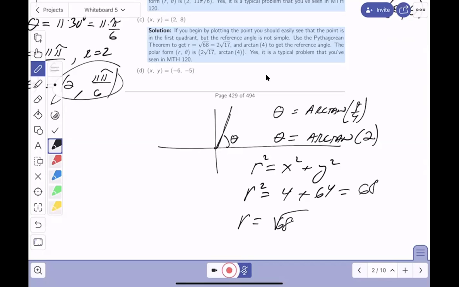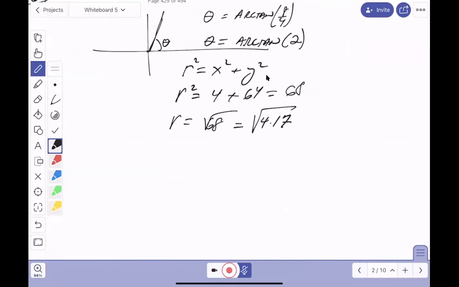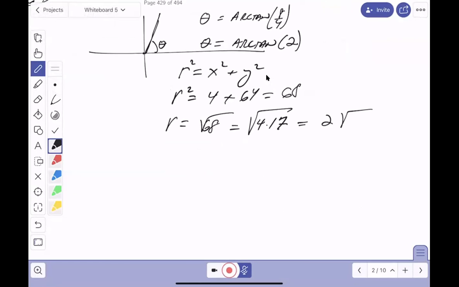And that's going to be 4 times 17, right? Let me just check that. 40 and 28, 68, yep. And the square root of 4 is 2. And then you get root 17.